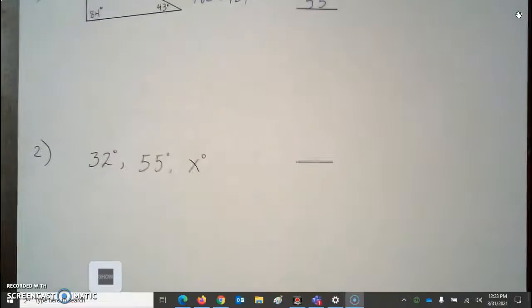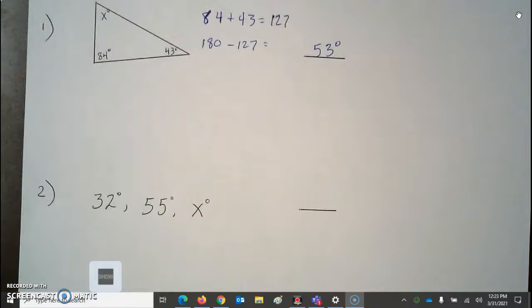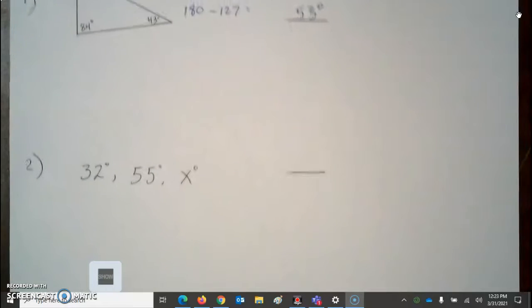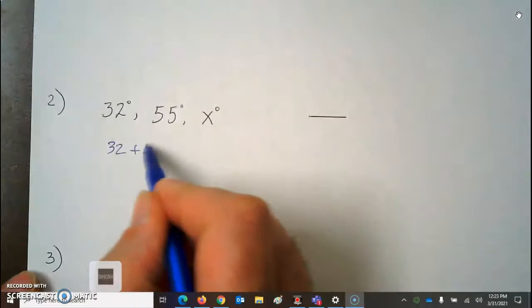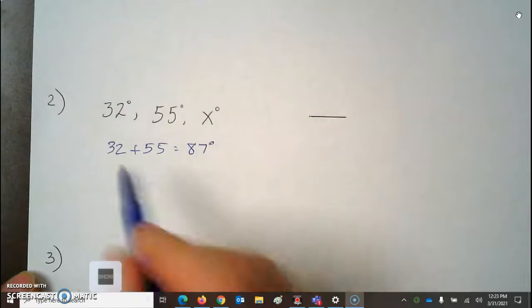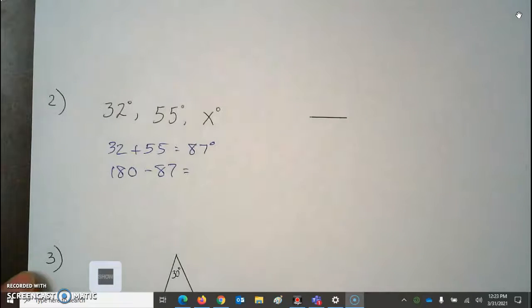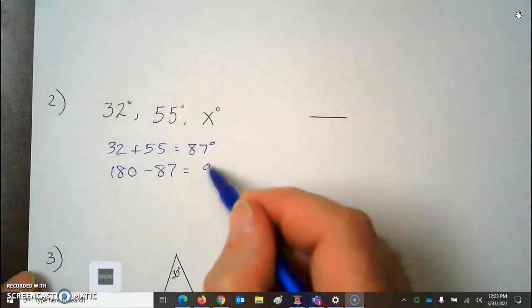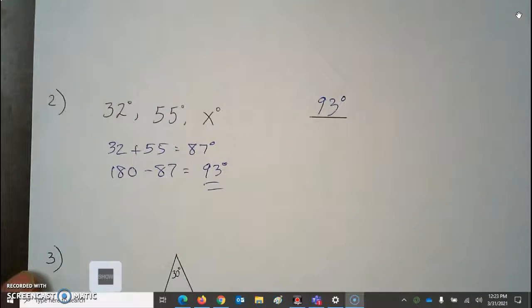Then you will see three like this. And a lot of people in the past have skipped these as they already know what to do. It's the same question. You just don't have the picture. So you will still add the two you have. And in our case, that's 87 degrees. Subtract that from 180. And that's going to be 93 degrees. Again, they all have to add up to 180.